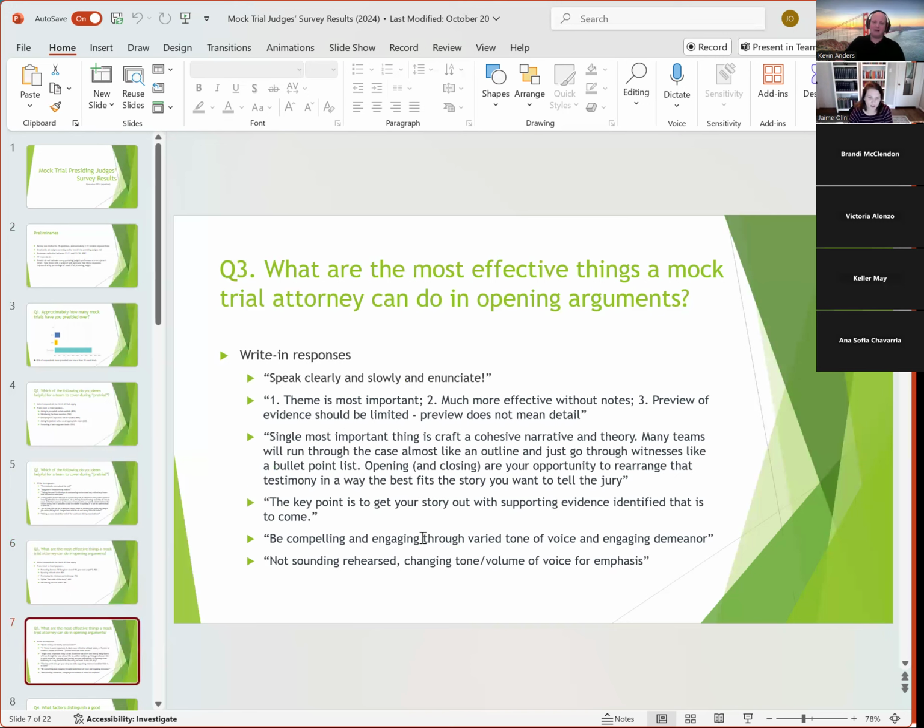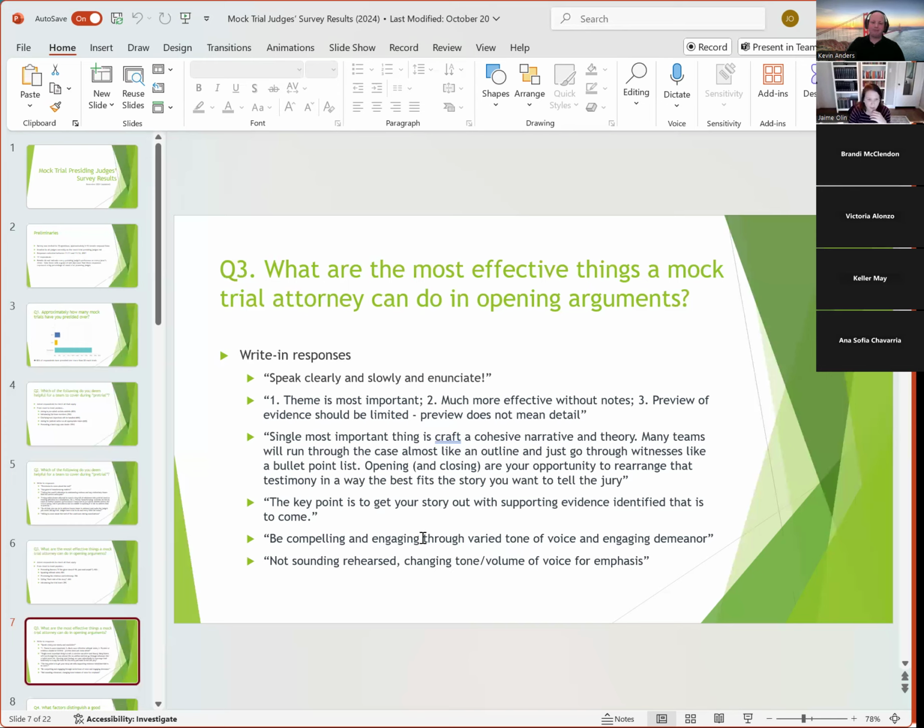And then we had some write-in responses. The first one was speak clearly and slowly and enunciate. Yeah, I tend to talk a mile a minute if I don't check myself. It's really important when you get into court, and this is something you should practice and get feedback on, that you want to make sure you're understandable when you're talking. Speaking slowly is a big part of that. I will also note that some of our older judges, it's also speaking with appropriate volume so they can hear you. Because if they can't hear you, they can't score you. Yeah, that's a big part of it too.